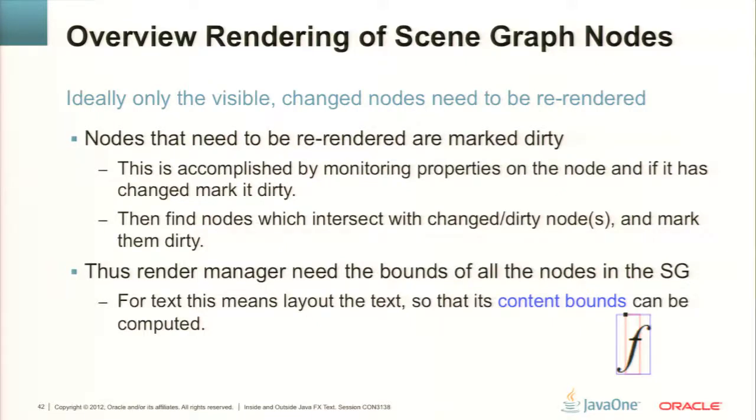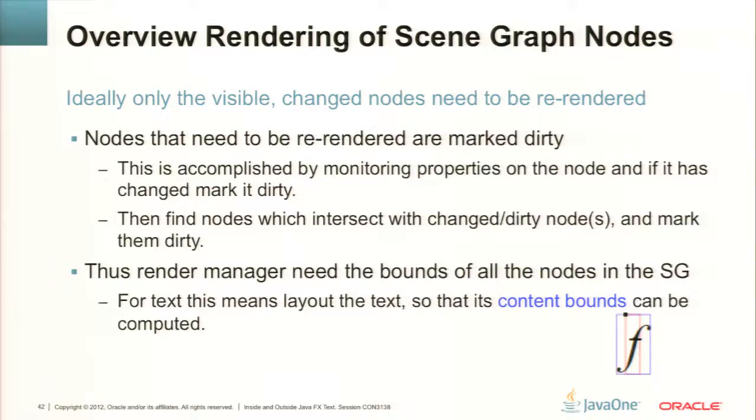And the way we manage this, we mark these. We obviously don't want to render nodes that are not visible, and we really only want to render the ones that have changed, that are animated across, etc. So the nodes that need to be re-rendered are basically marked dirty, okay? This is accomplished basically by monitoring properties on the text node and verifying that yes, it has changed significantly. We will have to re-render this thing.